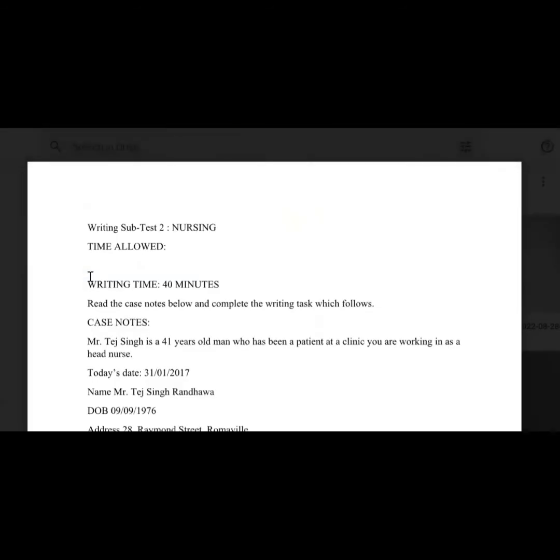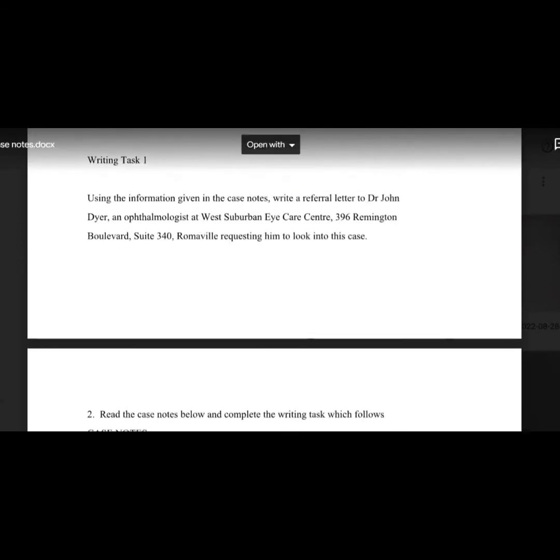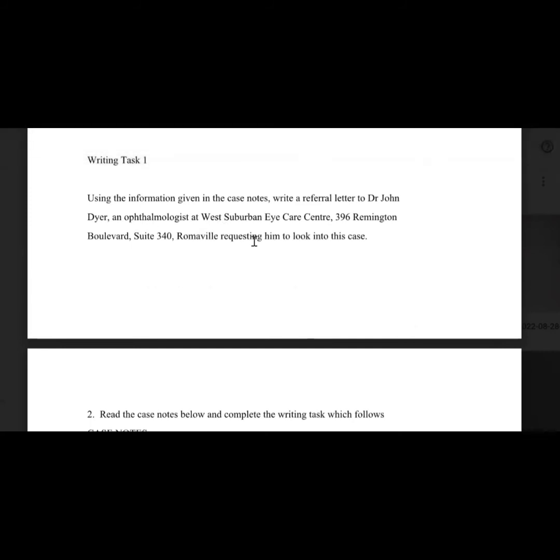So this is another writing task. So we note the details. I always like to go straight to the task. So this task says write a referral letter to Dr. John Dwyer, an ophthalmologist, requesting him to look into the case. So if you look at that, when it says somebody should look into the case, what does it mean? So that is the purpose of the letter. They want the ophthalmologist to look into the case. So write down that is the purpose of the letter.